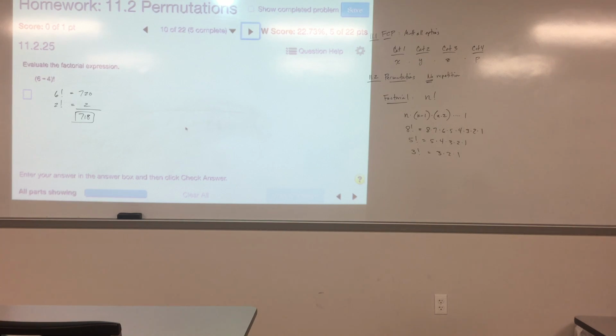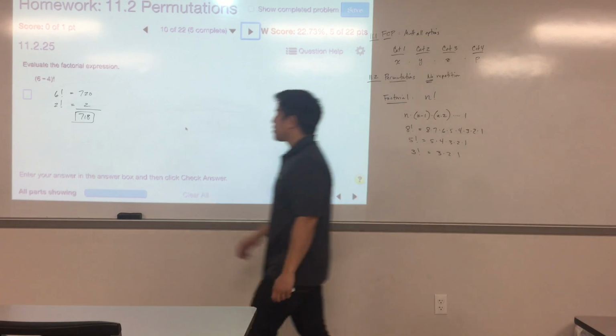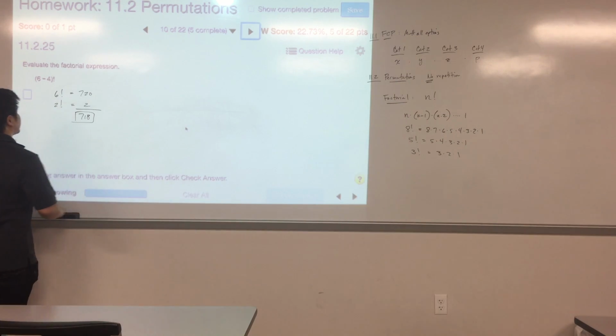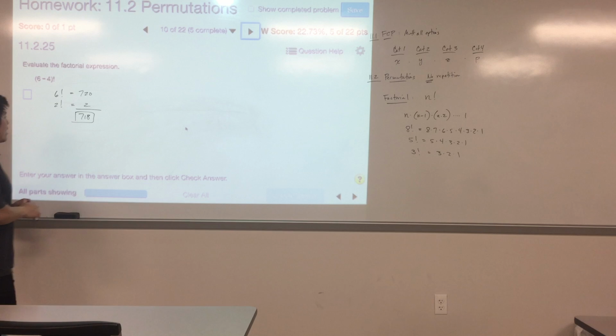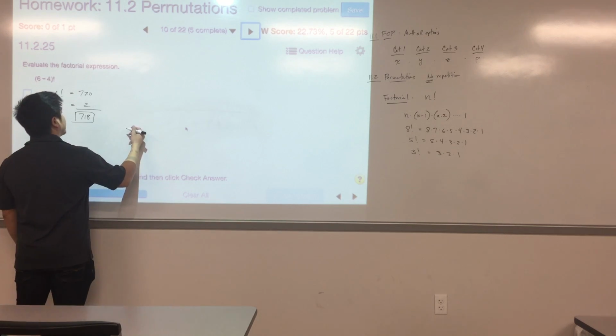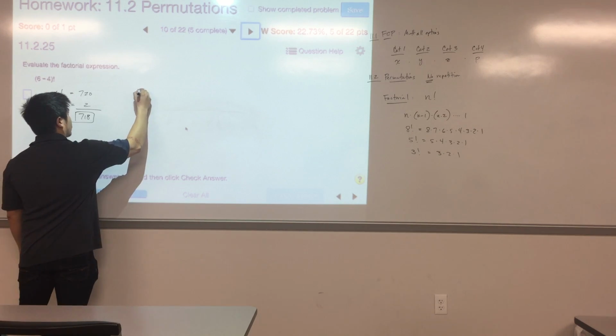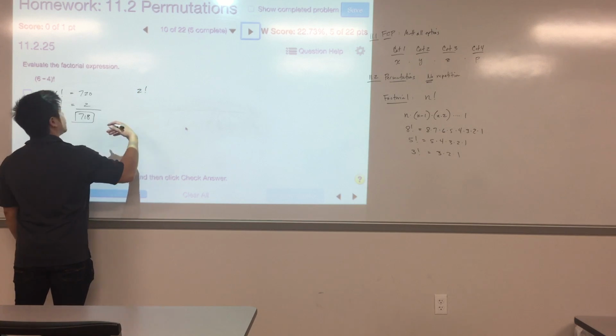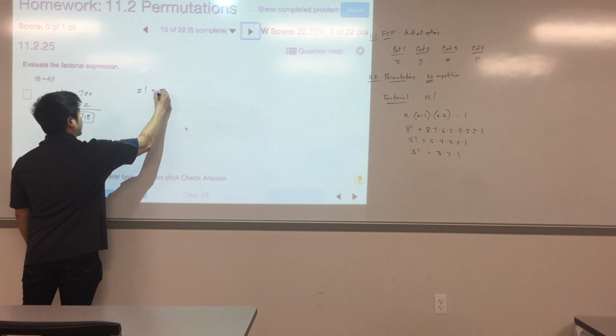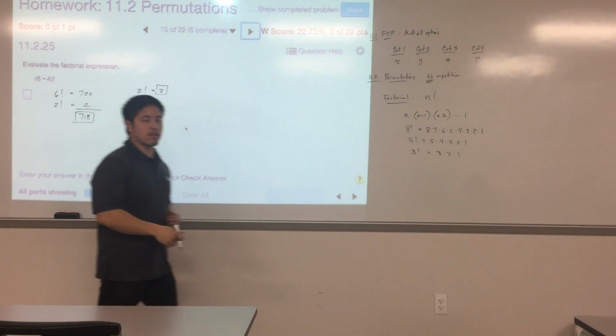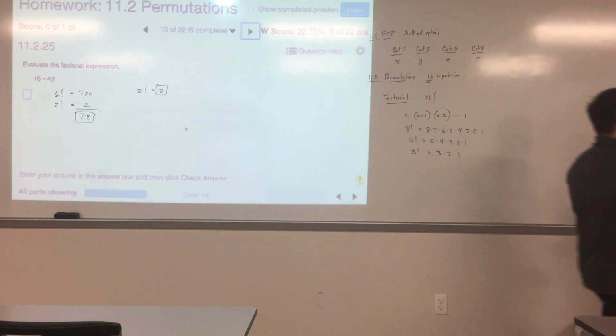Now, take a look at number 10. Number 10, there's no shortcut either, but you should always do the stuff in parentheses first. Once you do that, the answer is 2 factorial, or simply 2. Does that make sense?